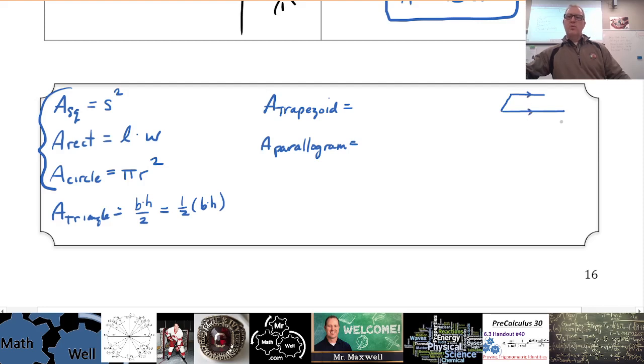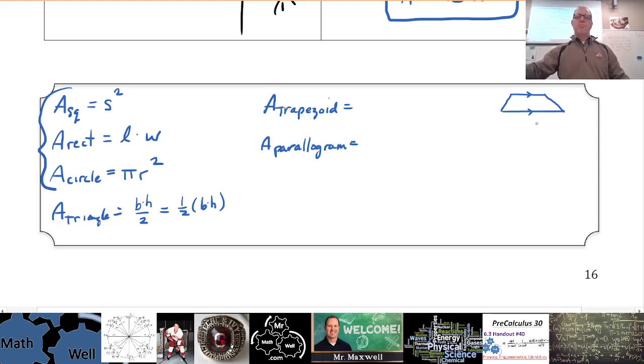And usually in math, we signify two lines being parallel by putting an arrow in the middle of the lines, like that. And so two sides are parallel. The other two sides are not parallel. Okay? So it's different than a parallelogram where all four sides are parallel. And it's different than a rectangle where opposite sides are always parallel too, and they meet at 90 degrees always.